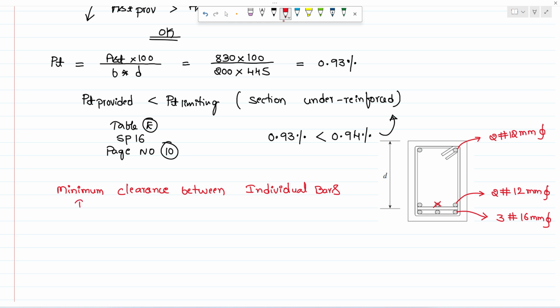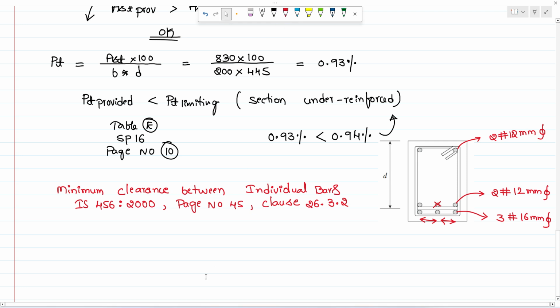So for which you need to refer IS 456:2000, page number 45, that is clause 26.3.2. So you provided 3 bars of 16 mm dia. So then you need to check what is the distance between individual bars. Okay, so let me open the code.